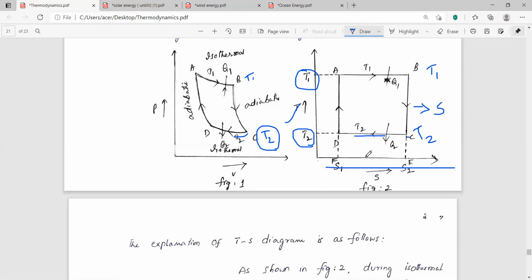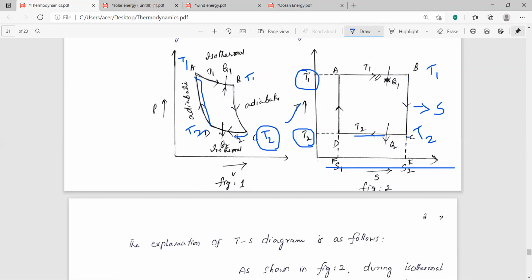So now the final process, what is that? Adiabatic compression. In this adiabatic compression from D to A, the temperature changes from T2 to T1, and in this whole process entropy is constant. That is why this curved line from D to A in the PV diagram can be shown like a straight line from D to A, which is again parallel to the y-axis.